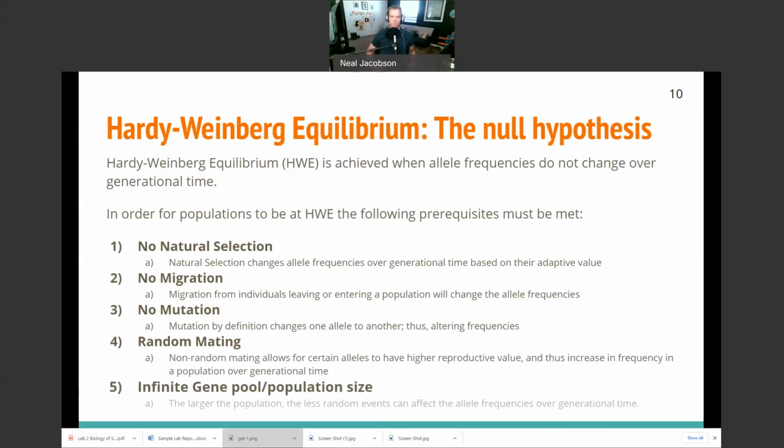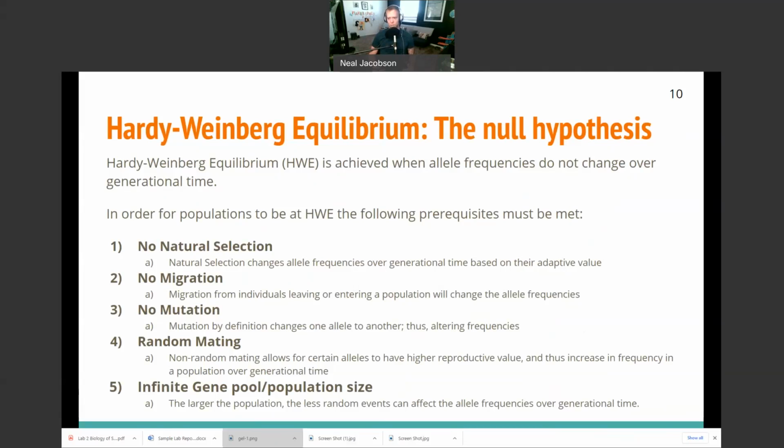Why is that important? The larger the population, say an infinite population, if somebody dies because they cross the street and get hit by a car, it doesn't change the allele frequencies. You have an infinite population size. So random events cannot affect allele frequencies over generational time.